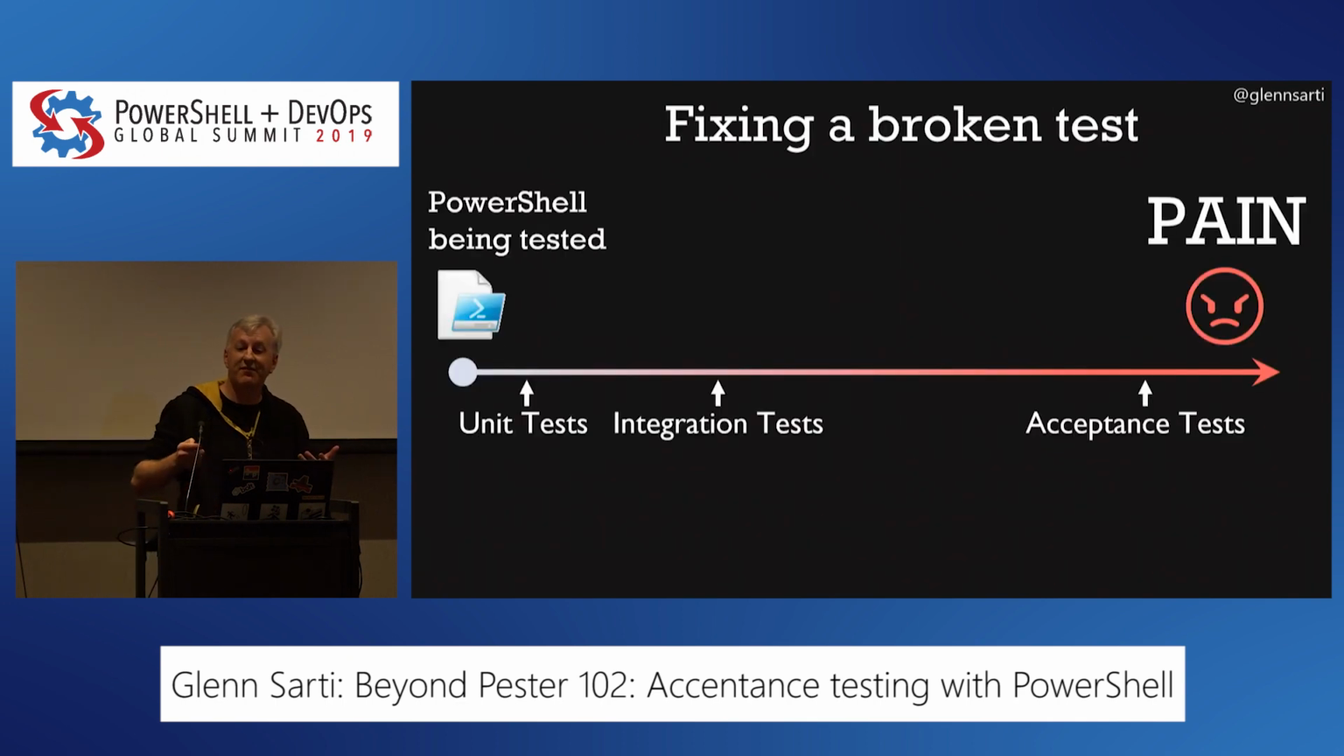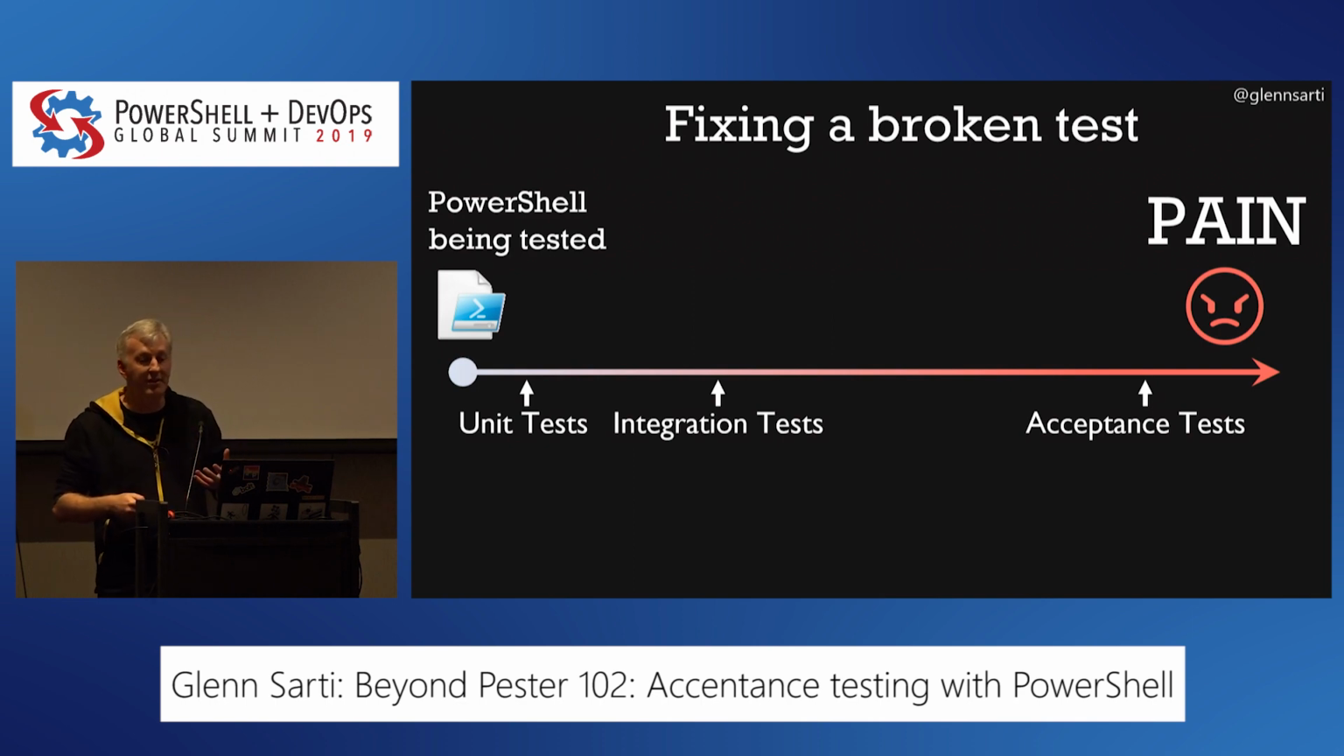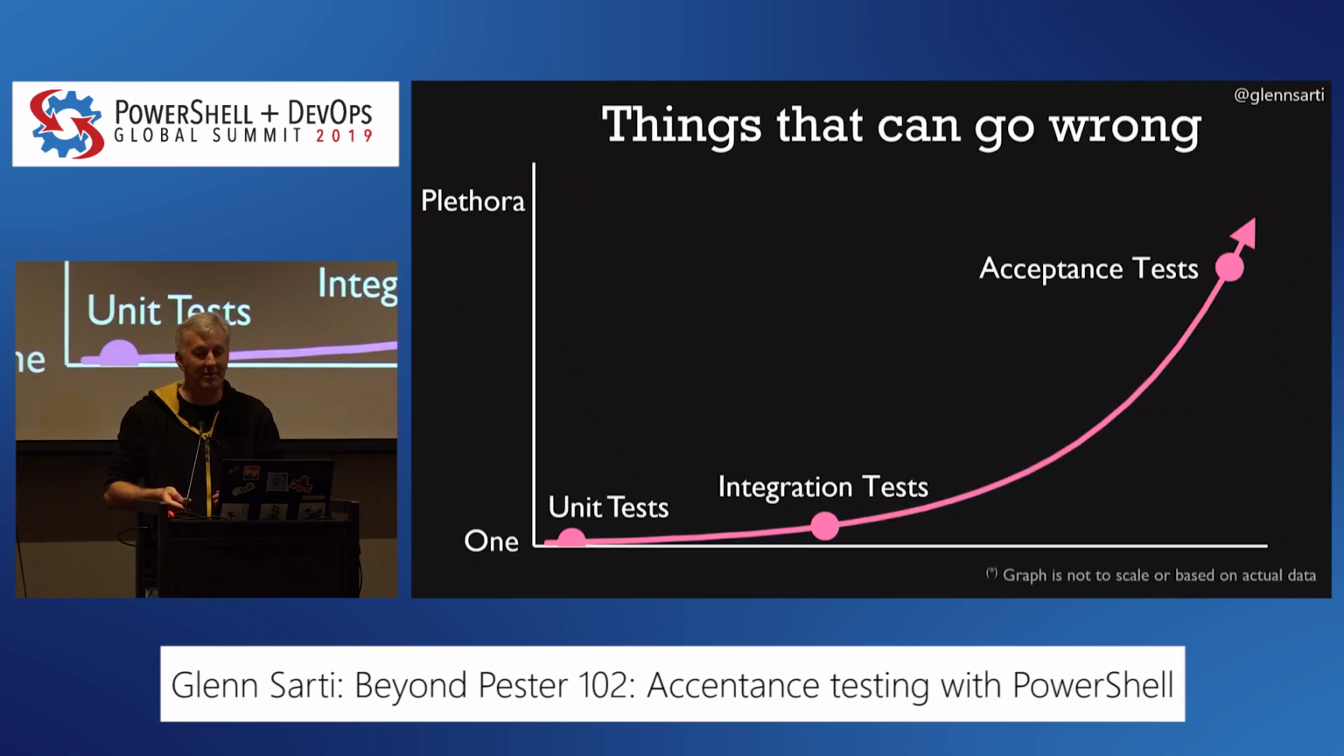And even when an acceptance test fails, it really doesn't give you an idea of where to even start looking for it. Because the further the test is from the code that you're actually testing, the harder and more painful it is to actually find the bug that caused it in the first place. There are more functions, more abstractions, more things to consider. There's more cognitive load.